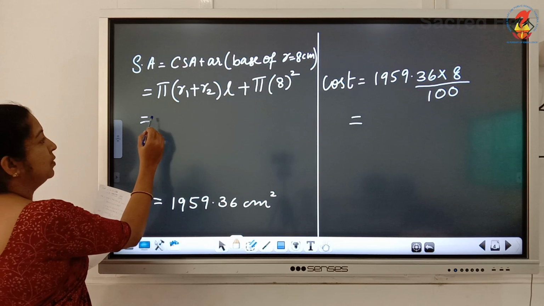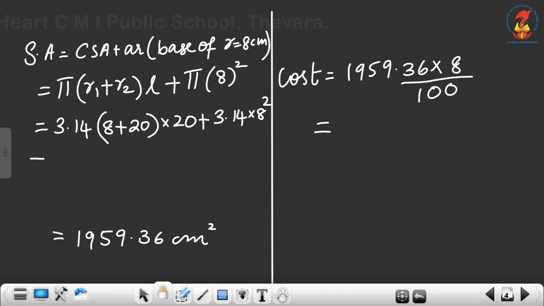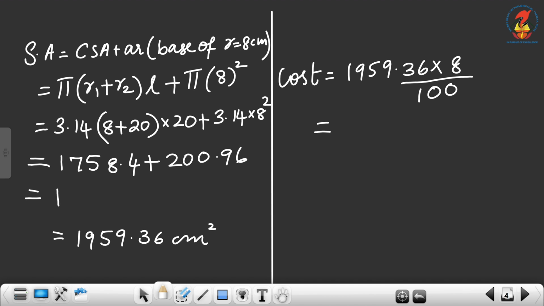So, pi into 3.14 into R1 plus R2, 8 plus 20, what is L, into 20, plus 3.14 into 8 square, which is equal to 1758.4 plus 200.96, which is equal to 1959.36 centimeter square. That is the area of the metal sheet required.